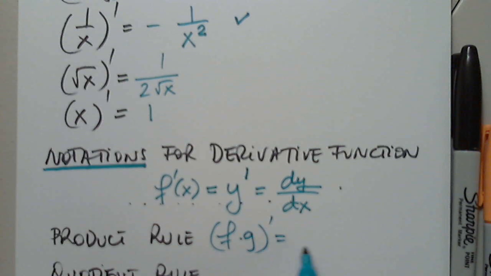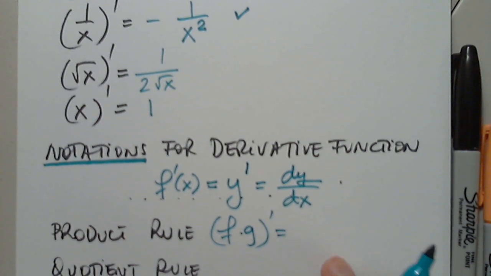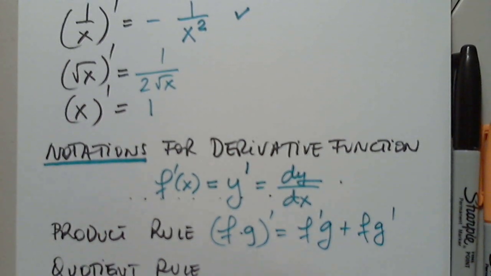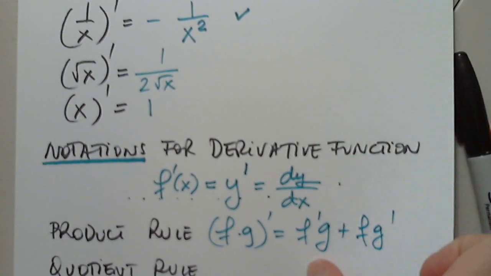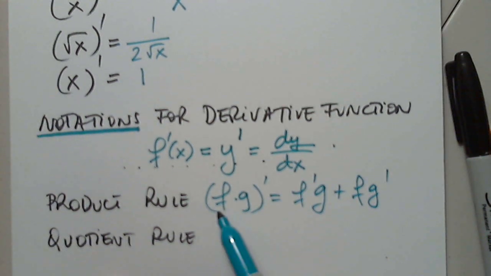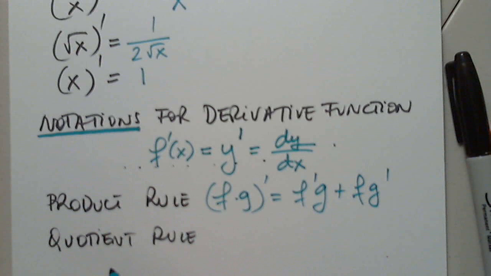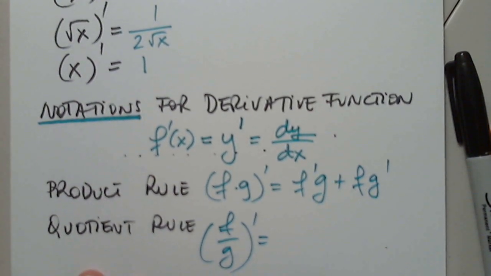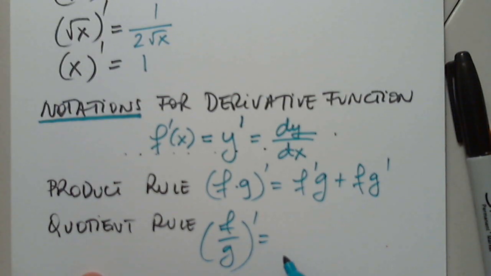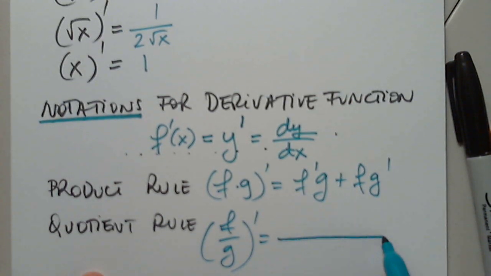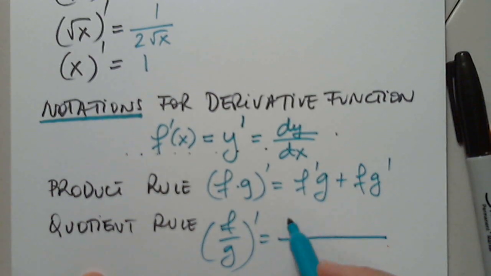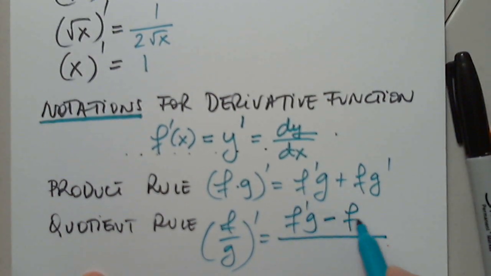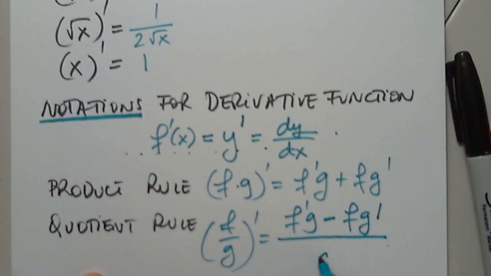The product rule, f times g prime. Can anyone give us f times g prime? That's f prime times g plus f times g prime. Very good. You can twist them the way you like. I prefer 1, 2, 1, 2, but you can twist them if you like. Okay, the quotient rule, f over g prime. It's the same thing with minus, over g squared.